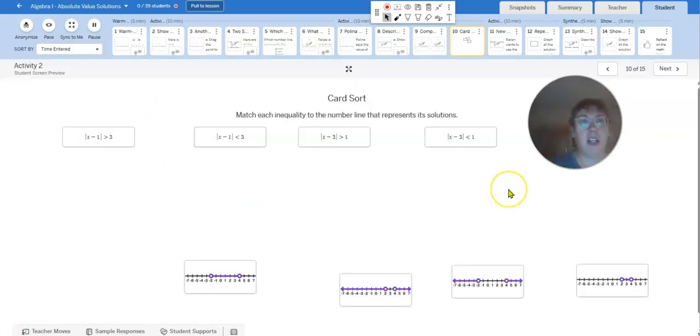Let's actually, you know what, I don't want to run out of time with the card sort, so I'm going to pause the video here and come back for part 2, and we'll finish out the amplified activity. Okay, see you in a moment in part 2.